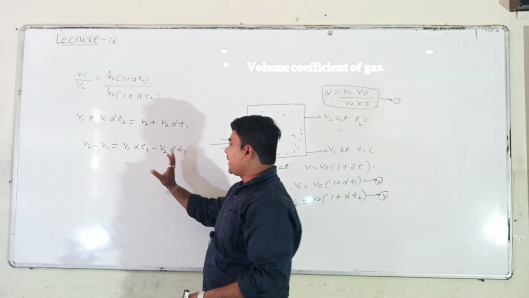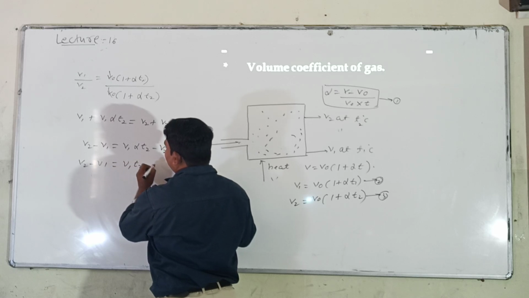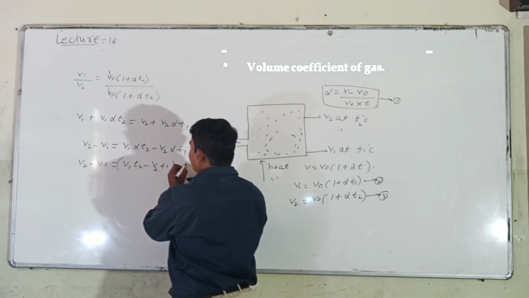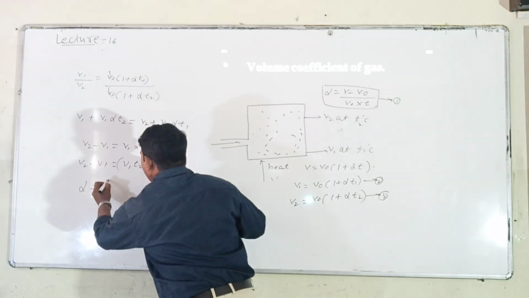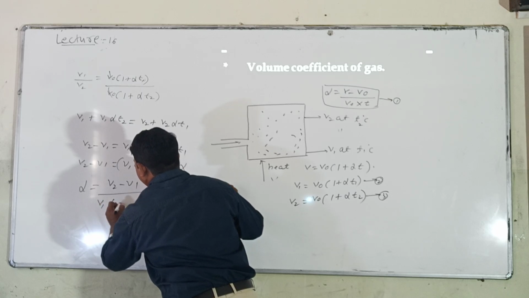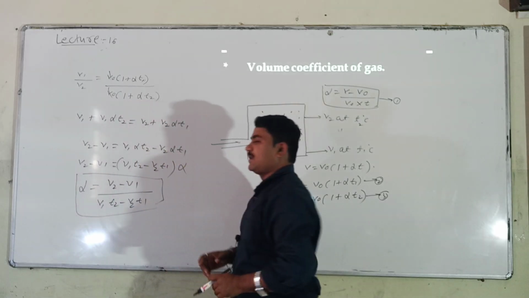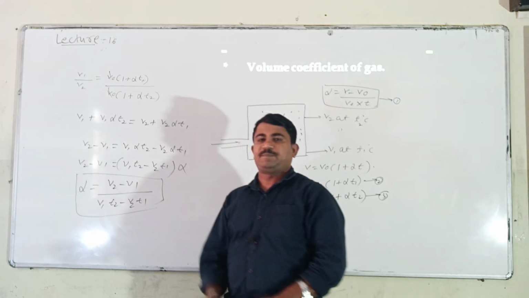Right or wrong? Here alpha is common. If alpha is common, how to write? V2 minus V1 is equal to V1 into T2 minus V2 into T1, into bracket alpha. Then the alpha value is the volume coefficient of the gas. How to write volume coefficient of the gas? Volume coefficient of the gas is V2 minus V1 divided by V1 into T2 minus V2 into T1. This is the volume coefficient of the gas at the temperature T1 and at the temperature T2.